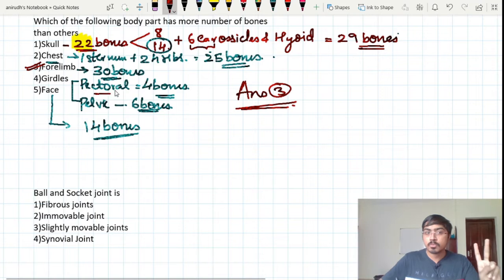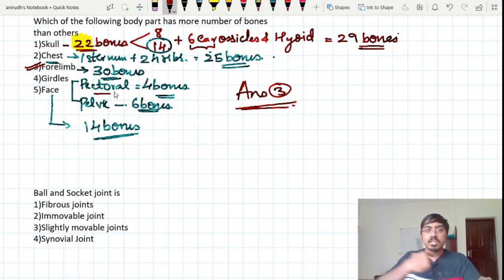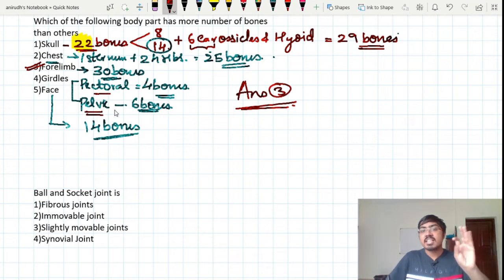Pectoral girdle, 2 bones on each side. Clavicle, scapula, 4. Pelvic, there are 3 bones on each side. Ilium, ischium, pubis. Total is 6 on both sides.